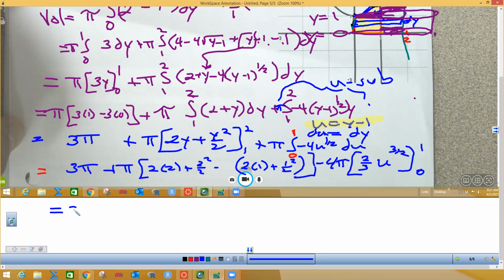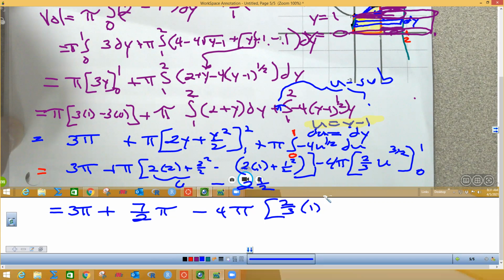All right, so over here we still got this 3 pi. Now let's start simplifying this other one. So we got, let's see, that's 4 over 2 is 2, and that's 4. Then 4 and 2, this part right here gives me 6. Then it's minus, let's see, that's 2 plus 1 half. So that's 2 and a half minus 2 and a half. So what is that? That would be 3 and a half, is that right? 7 halves pi. Did I do that right? My calculator's working sometimes. Then I got minus 4 pi, and then I got to plug in my 2/3 times 1 to the 3 halves minus 0 to the 3 halves.